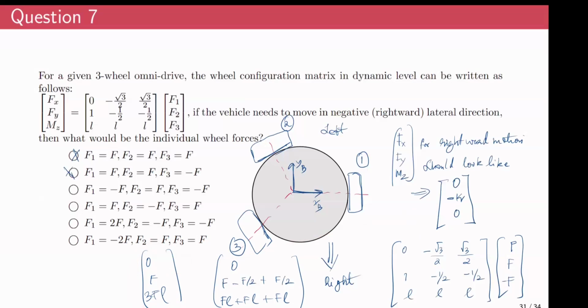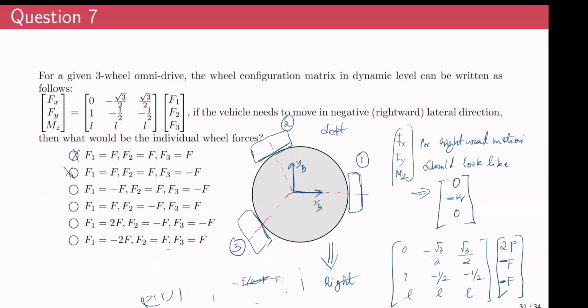As a result, the third option does not look very encouraging. Third and fourth options also do not look very encouraging, because they are similar, and they will always have some component along the MZ direction. So we'll do one thing. We'll just try one of the final two options, either of these two options: 2F, minus F, and minus F. Let's try that. 2F, minus F, and minus F.